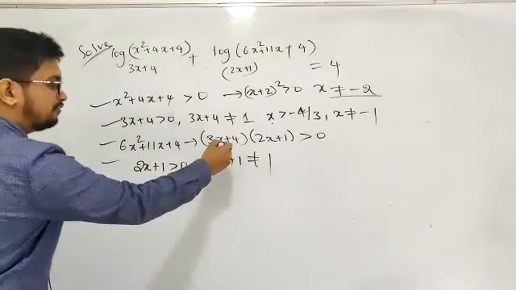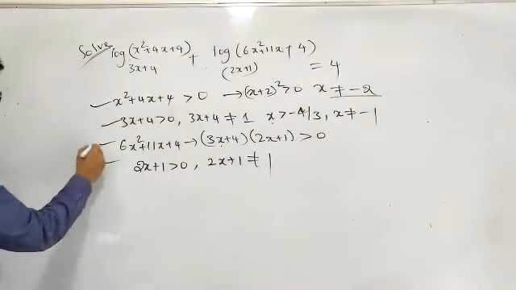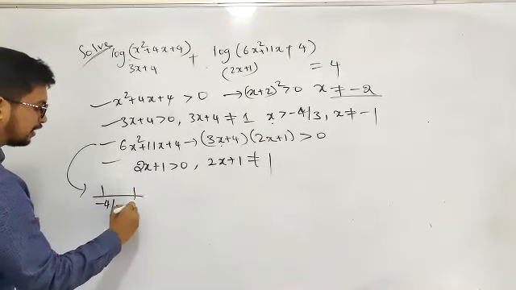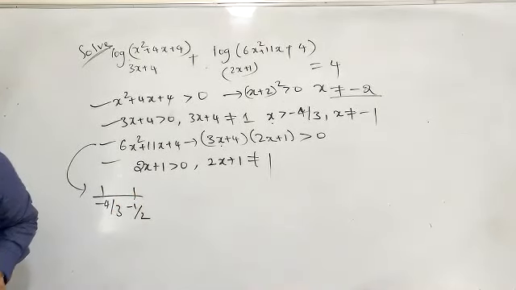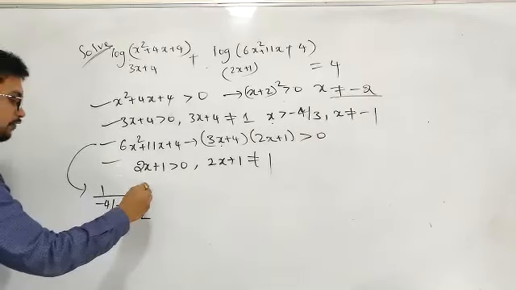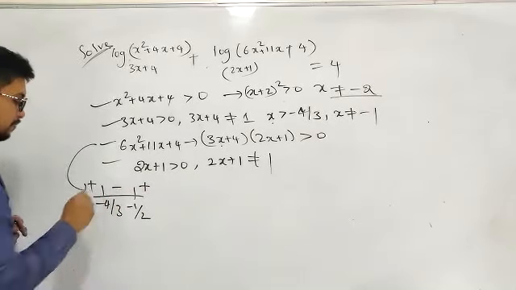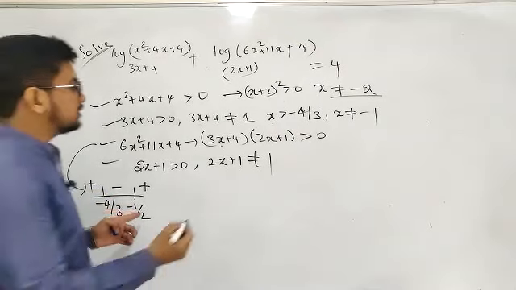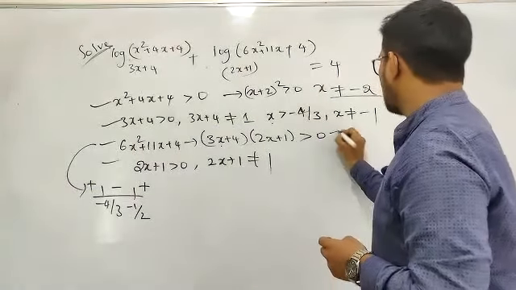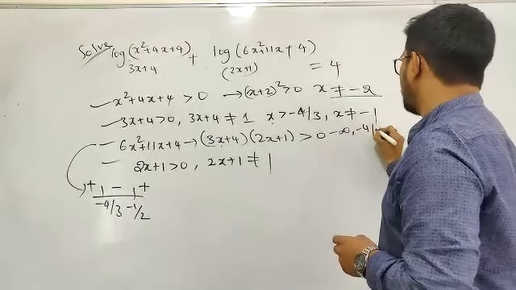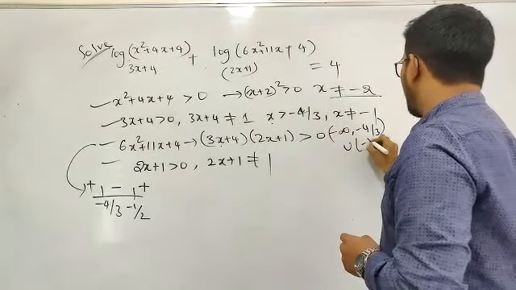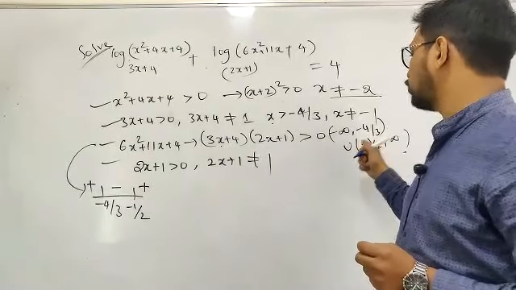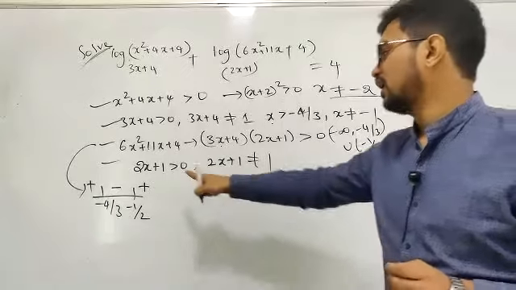What about this? Apply the wavy curve here. One root is minus 4 by 3, the other is minus 1 by 2. So the signs will be plus, minus, plus. So your answer becomes minus infinity to minus 4 by 3 union minus 1 by 2 to infinity.